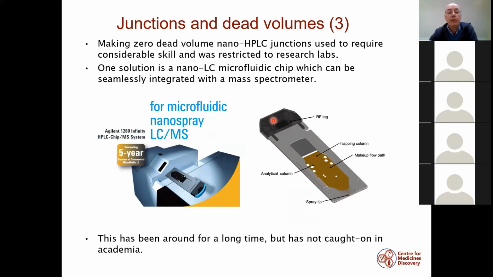And one solution for this was actually to make a microfluidic chip. So this is a system developed by Agilent. You have a microfluidic chip, which you basically just plug into the mass spectrometer. This technology has been around for quite a long time. It hasn't really caught on. People don't like expensive chip solutions. They like to make their own HPLC and choose their own columns and their own fittings. That hasn't caught on.